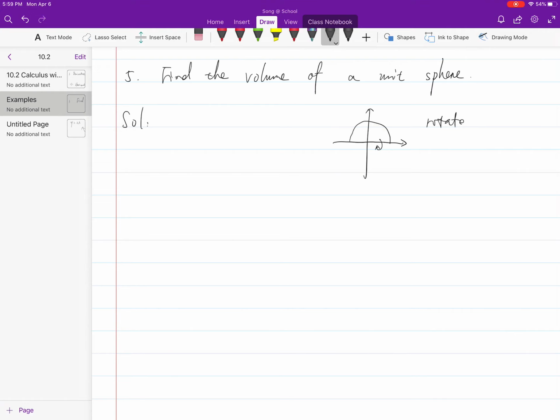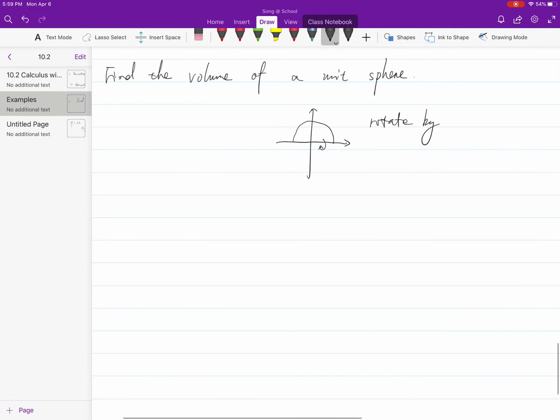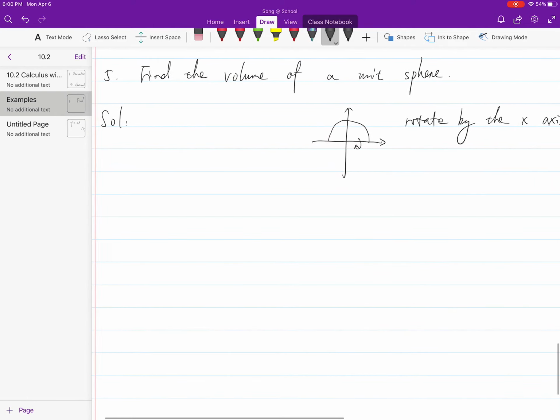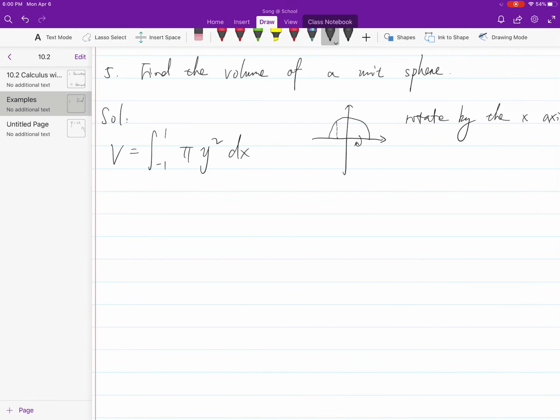Well, the volume is basically this part rotated with respect to the x-axis. Okay, that's the first way of doing it. Then what we can do is we can simply use the washer method. The volume is nothing but going from -1 to 1, okay, pi r squared dx, where your r is technically just your y squared.